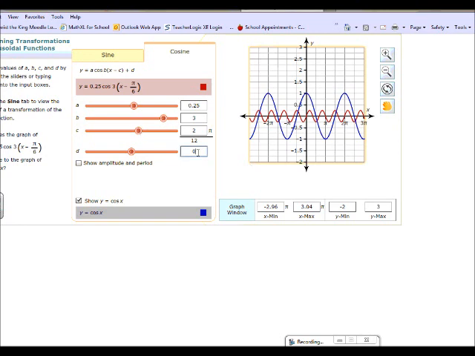The D value. This one, we're going up by 2. So let's check it out. And yeah, it moved it up. There you can see it. Let's look at the amplitude, which was 0.25, 1/4. The period, 2 pi divided by the B value.